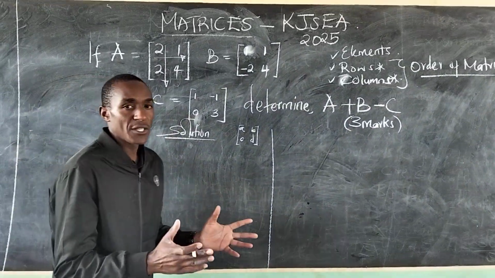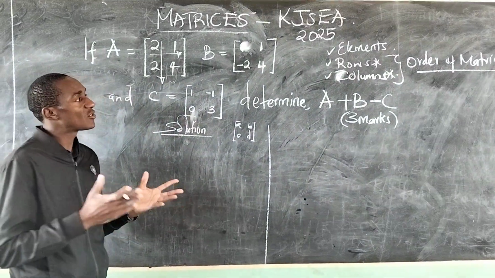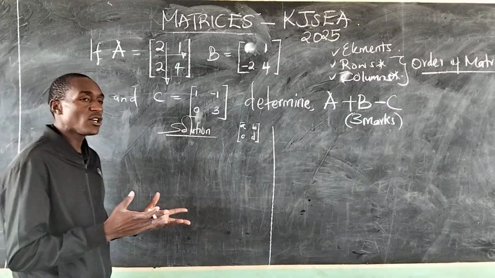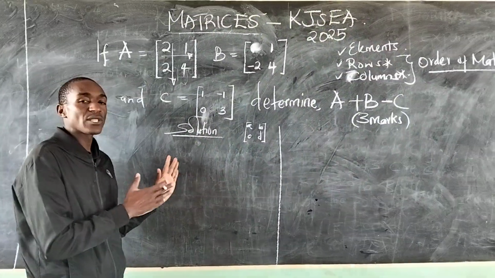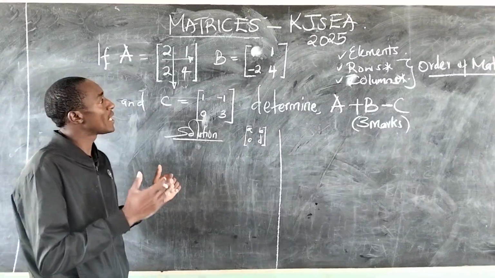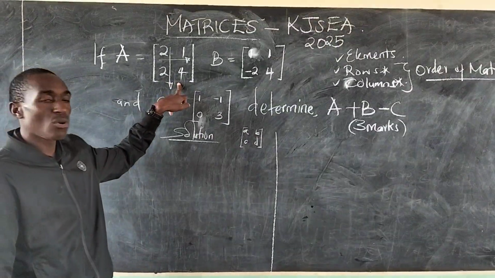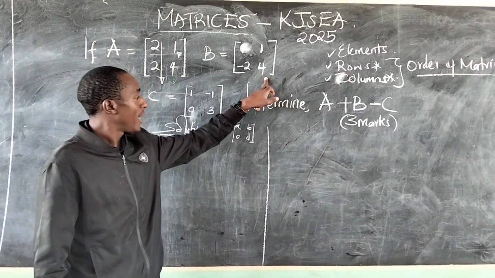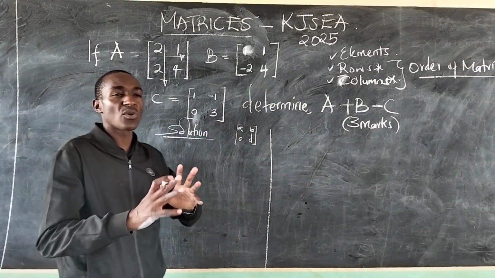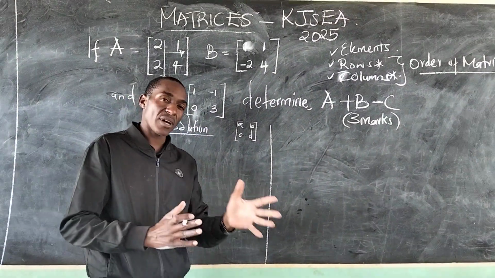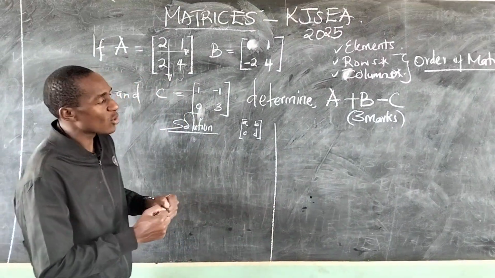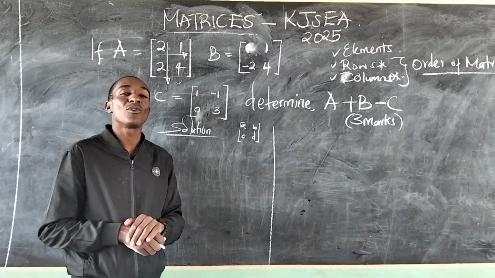Now it is possible to add, subtract, divide, or even multiply matrices of the same order. Same order because this one is a 2 by 2, this is a 2 by 2, and also this one is a 2 by 2. So those you can do the operations on. You can add, subtract, multiply, and also divide matrices of the same order.